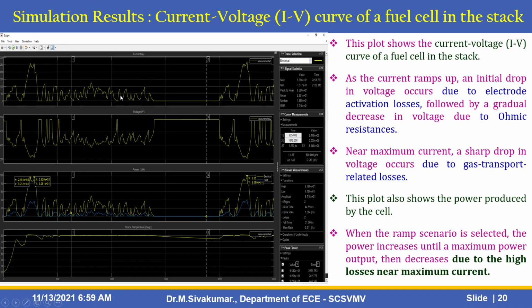This plot shows the current voltage curve of a fuel cell in the stack. As the current ramps up, you can see an initial drop in the voltage occurs due to electrode activation loss, followed by a gradual increase in voltage due to ohmic resistance. Near maximum current, a sharp drop in voltage occurs due to gas transport related losses. This plot also shows the power produced by the fuel cell. When the ramp scenario is selected, the power increases until a maximum power output, then it decreases due to high losses near this maximum current.